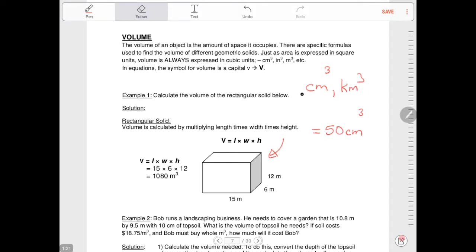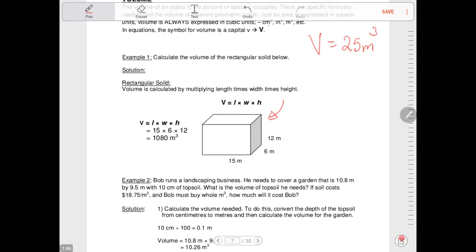Now, one thing to keep in mind here is that, of course, volume can be in different units. So you have centimeters, inches, meters, it can be anything, miles, and so on and so forth. In equations, the symbol for volume is a capital V, okay? So people typically go like, V equals 25 meters cubed. So they know the capital V there stands for volume. Now, let's look at an example here. It says, calculate the volume of the rectangular solid below.